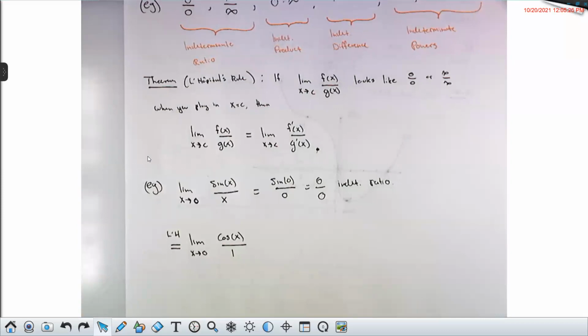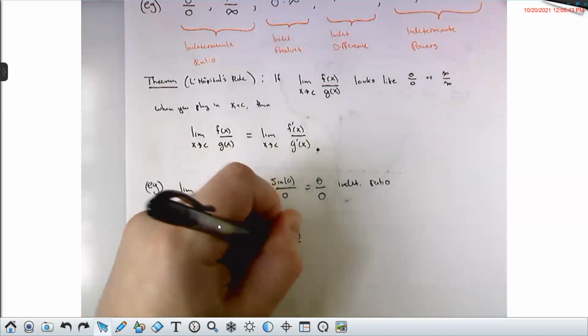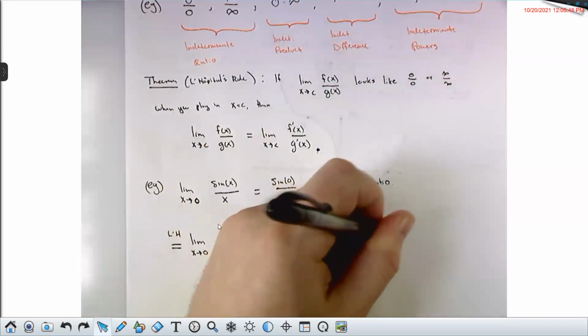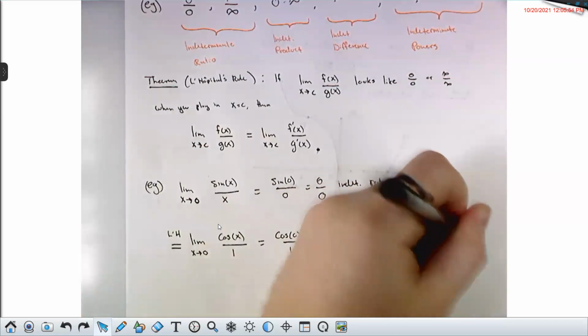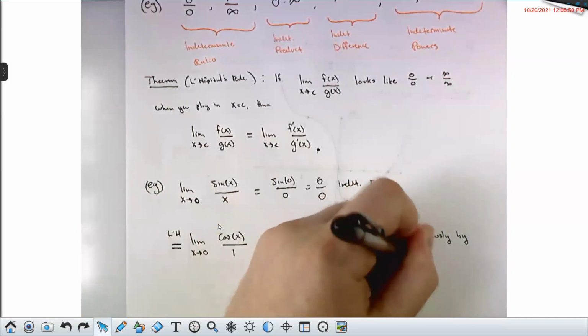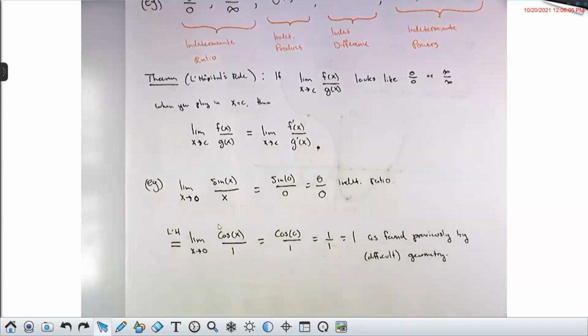And you see why I couldn't use this back then, the whole reason we needed this was to come up with the derivative of sine. So I wouldn't have been able to say at that stage that the derivative of sine was cosine, but now we can, which means now this limit is easy as hell. If you plug in 0 now, you get cos 0 over 1, which is 1 over 1, which is 1, as found previously by geometry, by difficult geometry. So this was a hard limit once, it is no longer a hard limit.